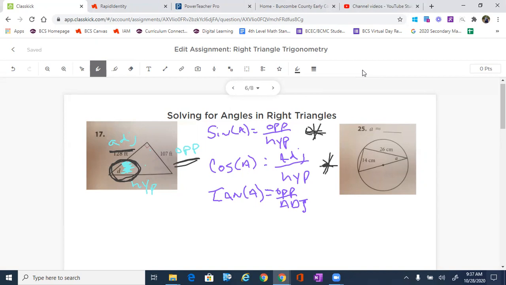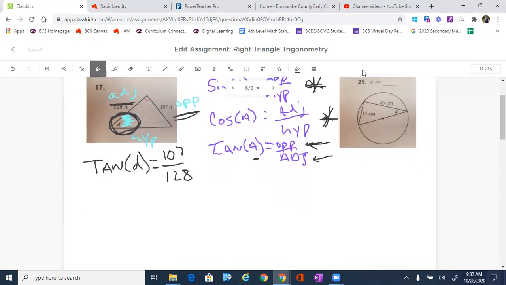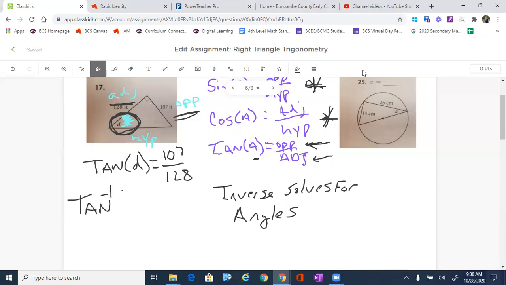And then when I go to the last one, I say, okay, I'm looking for the angle, and I have the opposite and I have the adjacent. I must be using tangent. So I'm simply going to put in tangent of D equals the opposite, which we indicated was 107, over the adjacent, which is 128. Now, in a previous video, we looked at how to actually solve this type of problem. We use the inverse, and the inverse solves for angles. We just write tan inverse of 107 over 128 equals D. That's how we write that whole statement out.